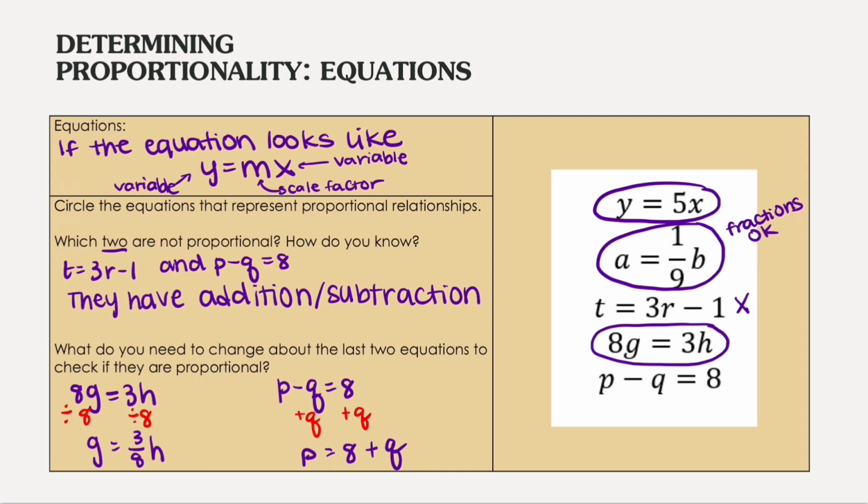The reason I did this is because I need to do something called isolate the variable. If I don't isolate the variable, I can't make sure it looks like y equals mx, because if you look back, y is by itself. So when you're checking for proportionality in equations, make sure you isolate the variable, just like there and just like in all the other ones that we checked, so that we can see if it's proportional.